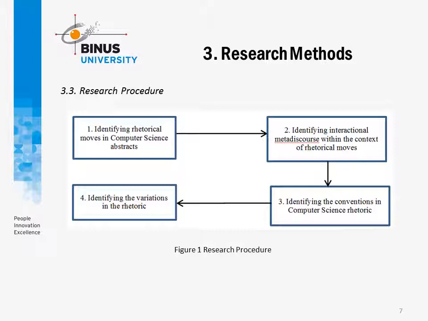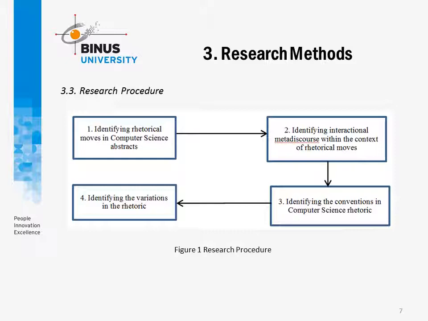Here are the steps in conducting the research. The first one was to collect data by identifying rhetorical moves in computer science abstracts. The second step or stage was identifying interactional meta-discourse within the context of rhetorical moves. That is, by situating the use of the marker, whether it was used in the introduction section, method section, purpose section, product or result section, as well as whether the marker was used in the conclusion section.